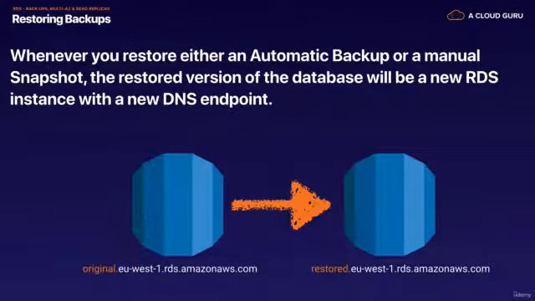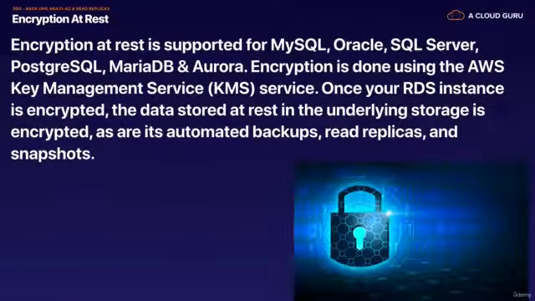In terms of restoring your backups, whenever you restore either an automatic backup or a manual snapshot, the restored version of the database is going to be a new RDS instance with a new DNS endpoint. So bear that in mind as well. As soon as you do a restore, it's not going to restore to the same RDS instance, it's going to actually restore to a brand new RDS instance, and that's going to have a different endpoint.